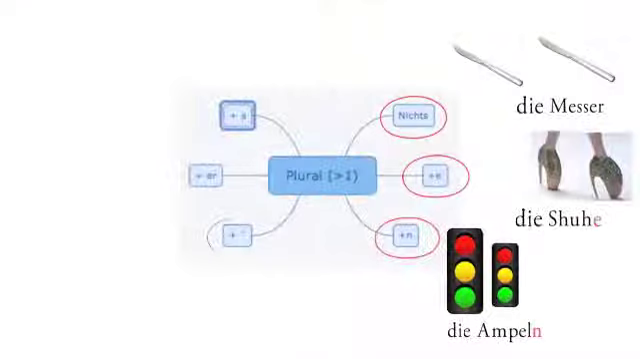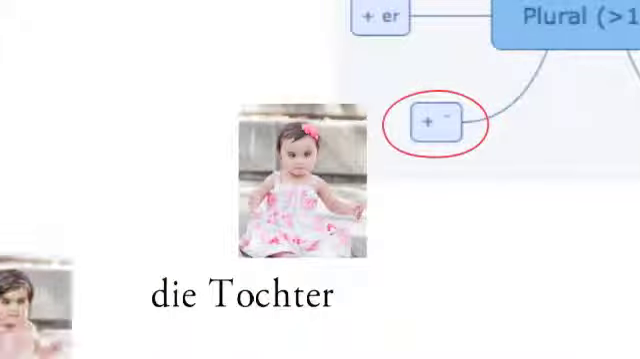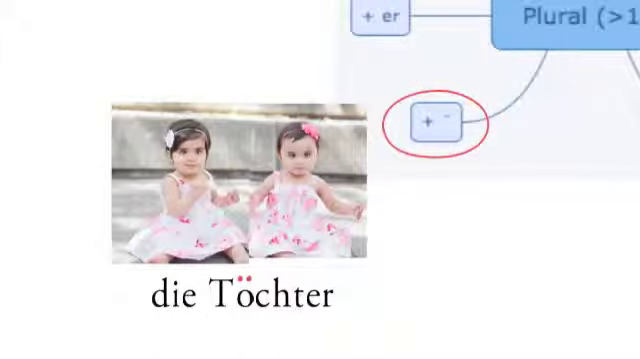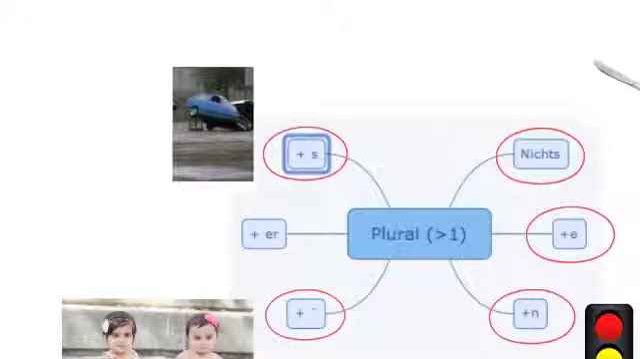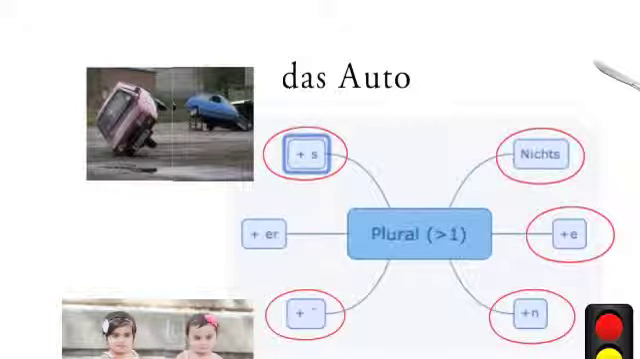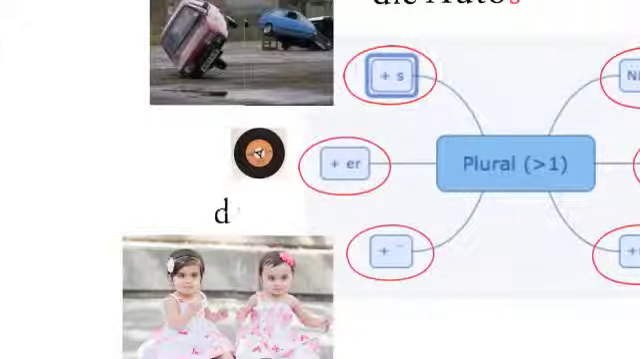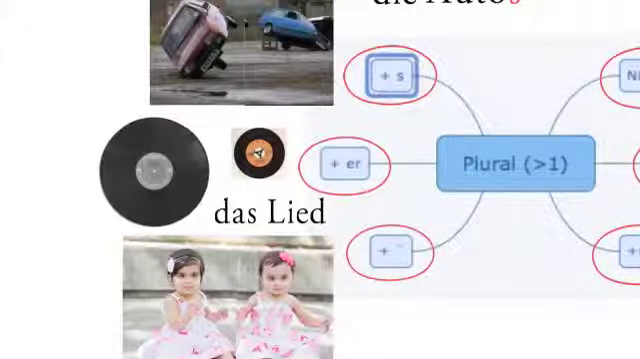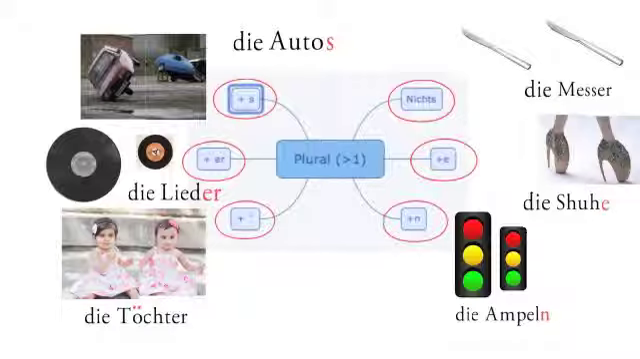Add an umlaut. Take daughter, die Tochter. And the daughters, die Töchter. And an S. Take car, das Auto. And the cars, die Autos. Add an ER. Take song, das Lied. And the songs, die Lieder. Actually, when you look at it like that, it's manageable.